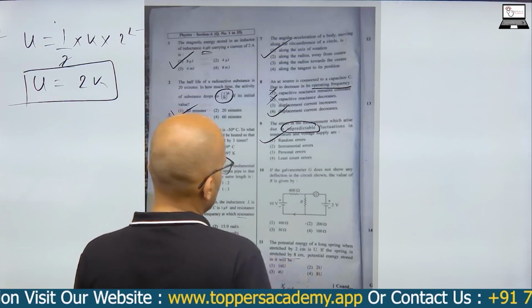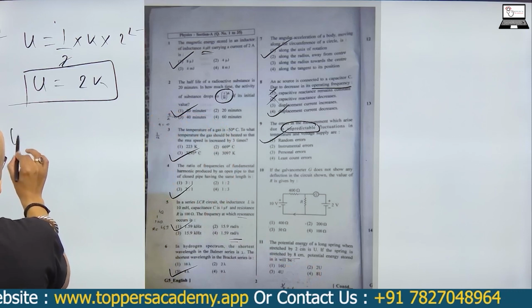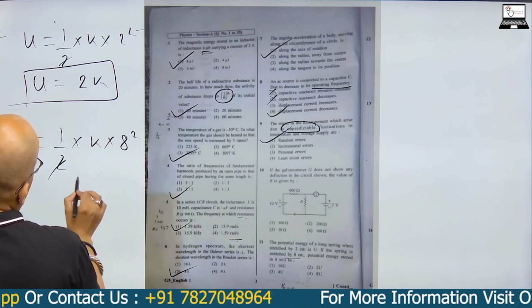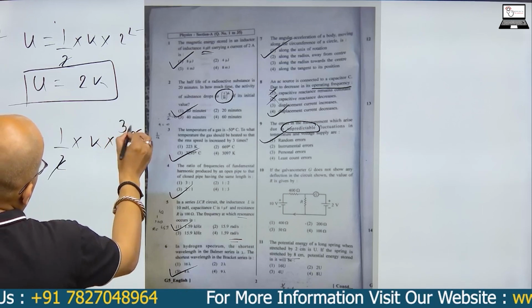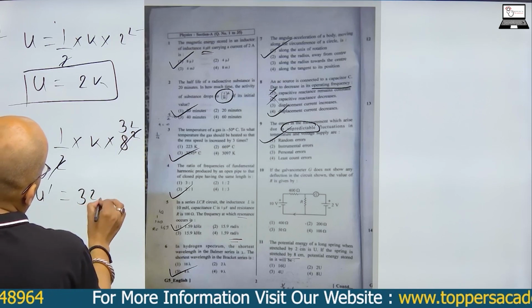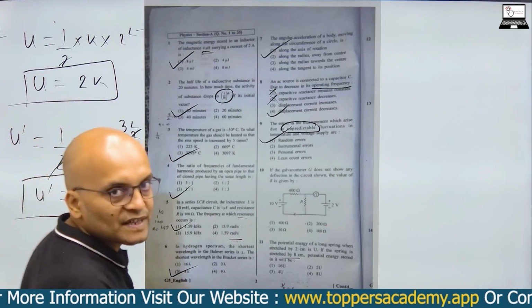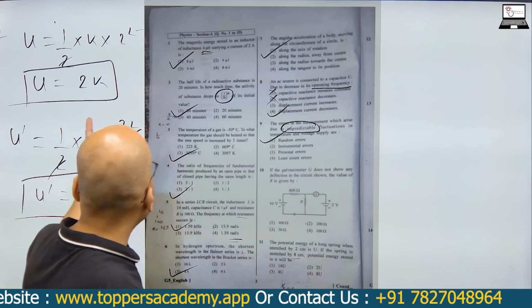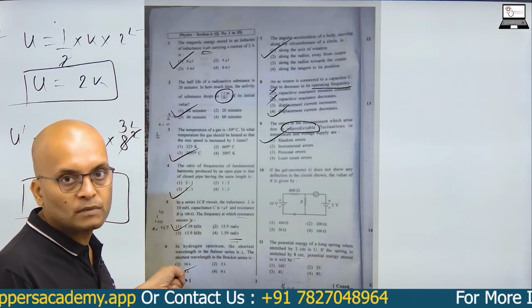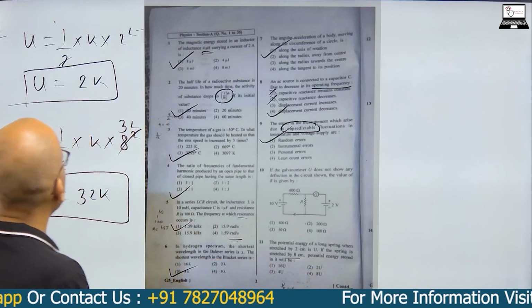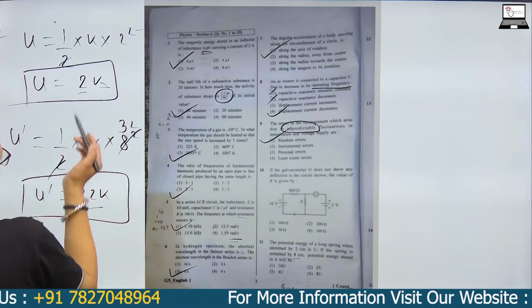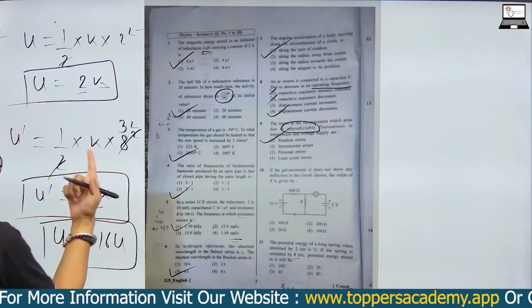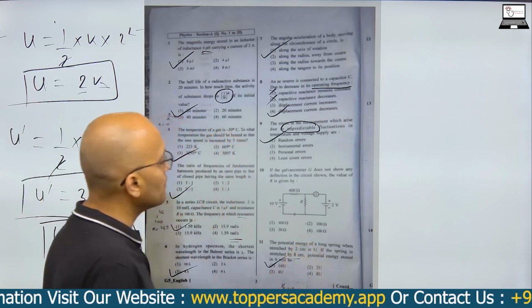If the spring is stressed by 8 centimeter, then half k x square, 64 upon 2, that is 32. So U dash is equal to 32k when it is stretched by 8 centimeter. It is asking for the potential energy stored in terms of the initial potential energy. So please see, this is 32 times k, this is 2 times k. So U dash is 16 times U. Yes or no? So option number 1 is correct.